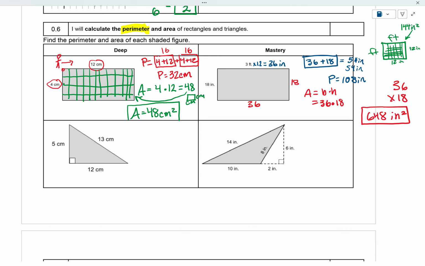So if you want to know the answer in square feet, we would take 648 and divide it by the 144. Okay? And when you do that, you get 4.5 square feet. So maybe you did it in square feet, and that's your final answer.